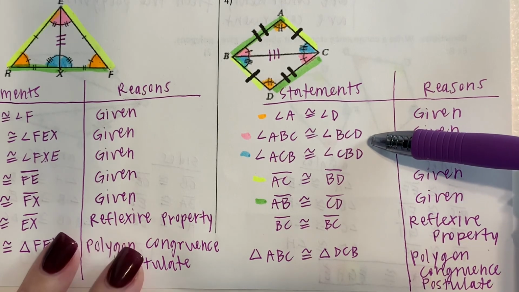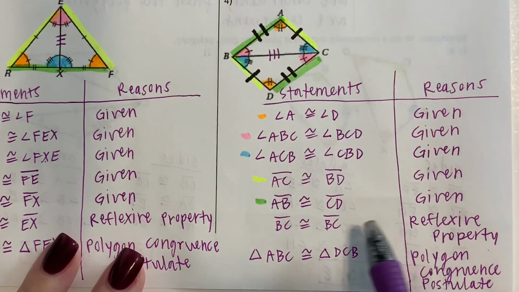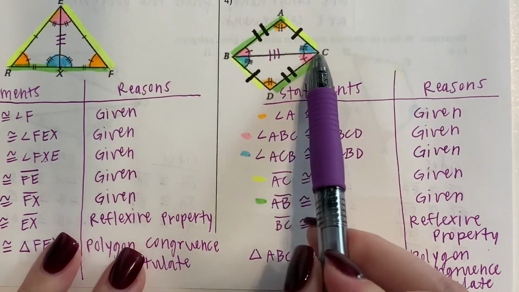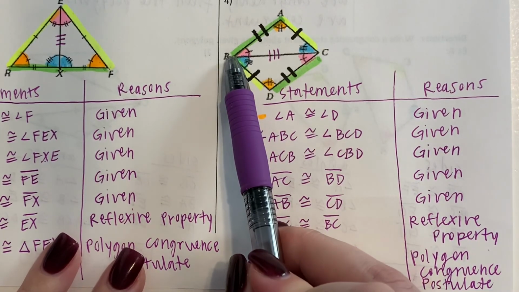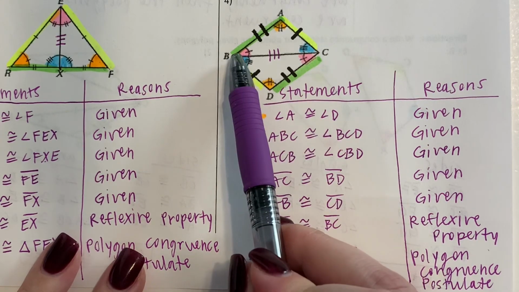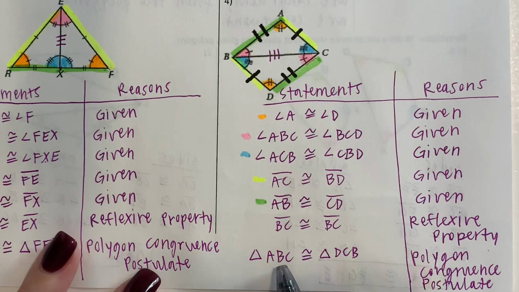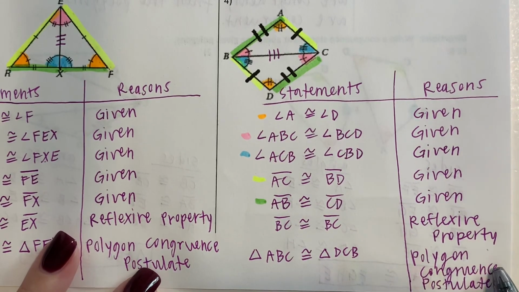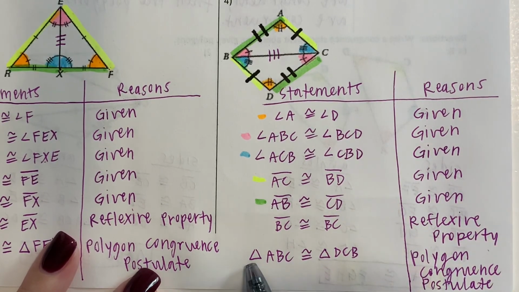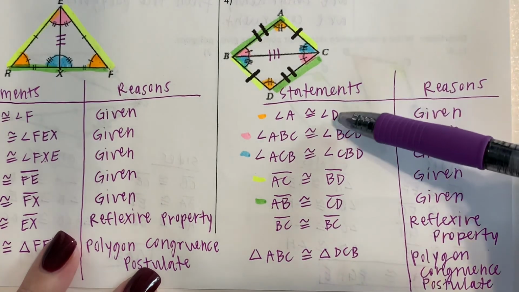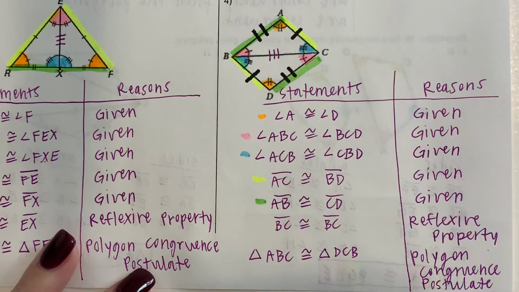And then in this proof, we also had reflexive property. So you should have added 3 tick marks to this shared side BC, and by reflexive property we can say side BC is congruent to itself. And then lastly, because of the polygon congruence postulate, we are able to say that the 2 triangles are congruent because we've already showed that corresponding angles and corresponding sides are congruent.